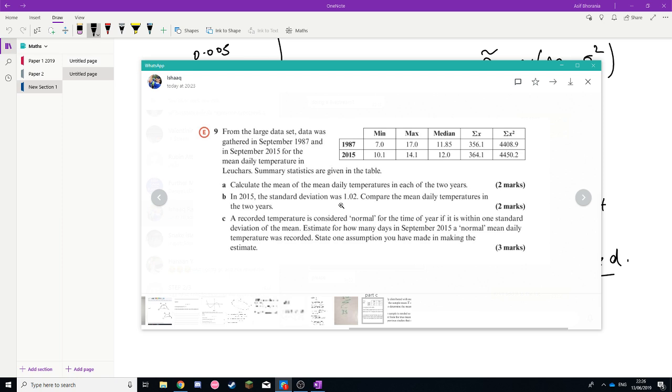I reckon what you have to do is work out the mean from this information. Yeah, you do. And then you compare the mean. A recorded temperature is considered normal for the time of year if it is within one standard deviation of the mean. Estimate for how many days in September 2015 a normal mean daily temperature was recorded. State one assumption you have made in making the estimate.